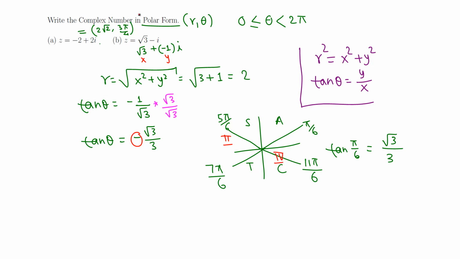Now let's go back and check the original question. Here x is positive root 3, y is negative. Positive, negative means fourth quadrant. So 11 pi over 6. From this, theta is 11 pi over 6. So this complex number in polar form r theta: r is 2 and theta is 11 pi over 6.